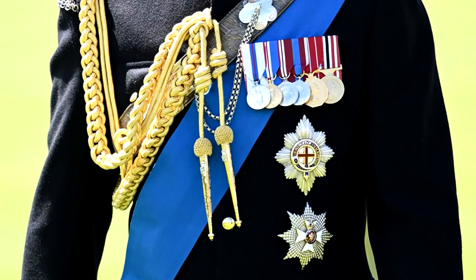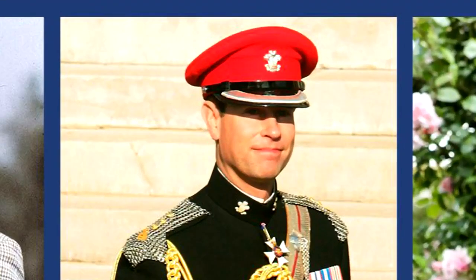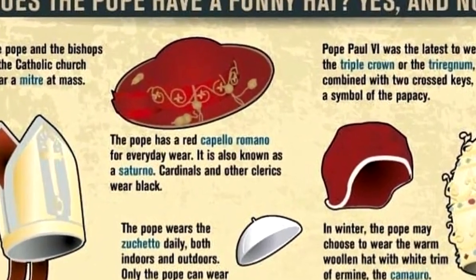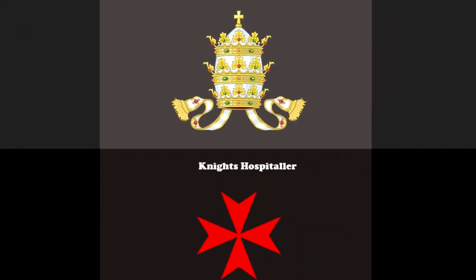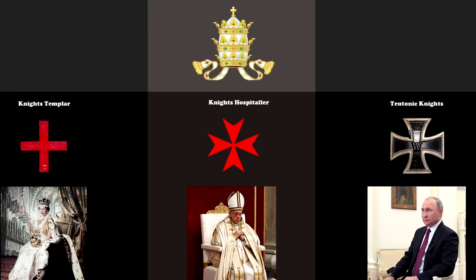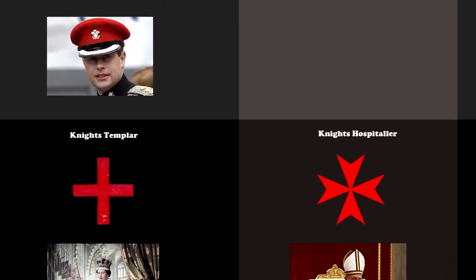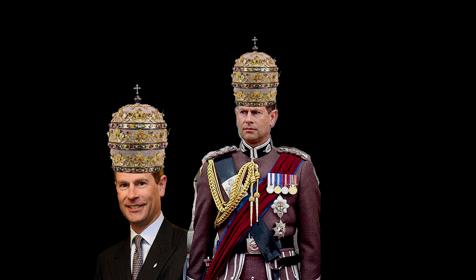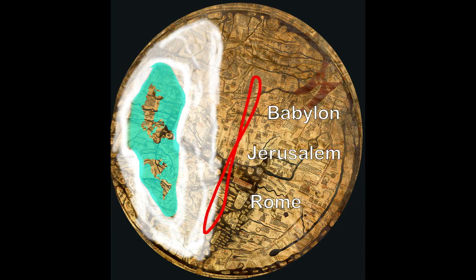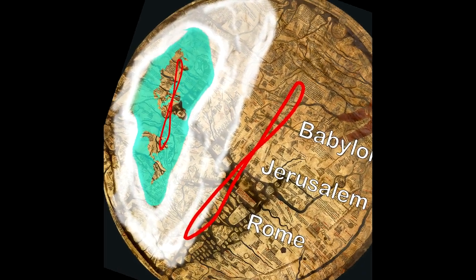Looking at his medals, I could find no clue. Maybe it's the red hat. Reminds me of Pope Benedict. The Saturno. So, if I'm right about this, this means that in 1964 the tiara moved from the Knights Hospitaller to the Knights Templar. This would make Edward godfather. Let's go back to where I started with this 8 form, because I think they are recreating a new one, a bigger one.